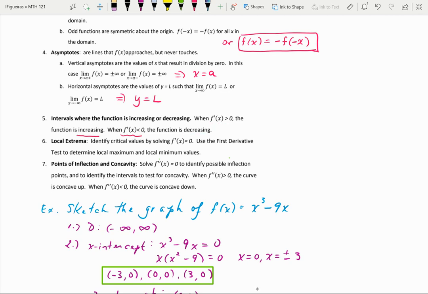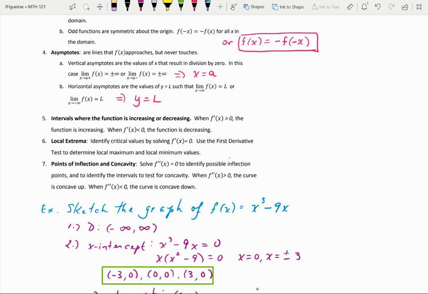Along the same lines, we use the first derivative to identify extreme values, so maximums or minimums. We do that by taking the first derivative and setting it equal to 0. Those solutions are called critical values, and then we use the first derivative test in order to determine if they are a maximum, a minimum, or neither, which could also occur.